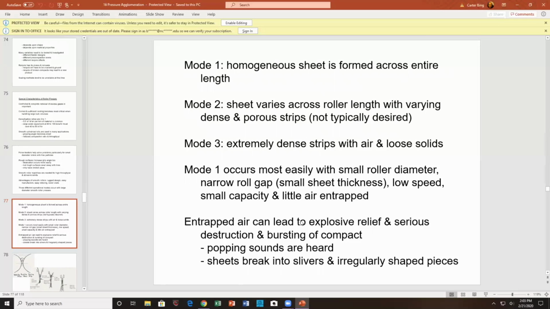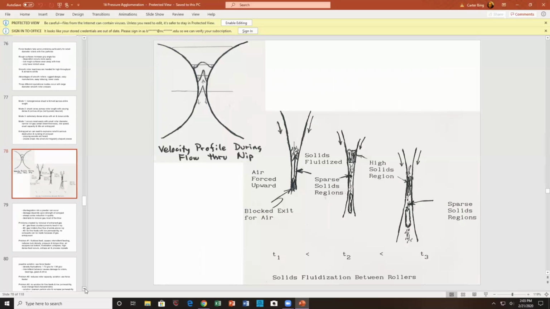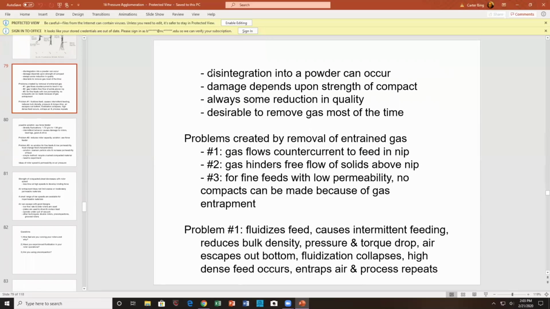Trapped air can lead to explosive relief and serious destruction and bursting of the compact. Popping sounds are heard. Sheets break into slivers and irregular shaped pieces. Here's a place, we already talked about that. Disintegration due to power can occur. Damage depends upon the strength of the compact. There is always some reduction in quality. It is desirable to remove gas most of the time.